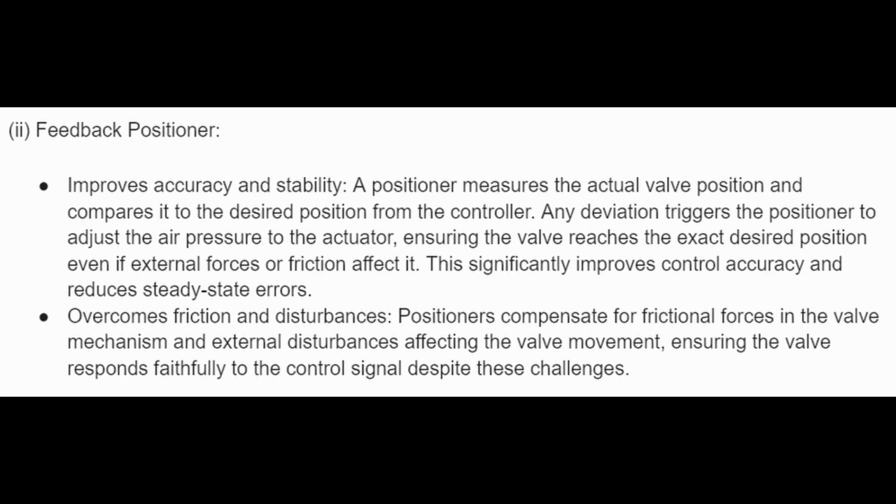2. Feedback positioner. Feedback positioner improves accuracy and stability. A positioner measures the actual valve position and compares it to the desired position from the controller. Any deviation triggers the positioner to adjust the air pressure to the actuator, ensuring the valve reaches the exact desired position, even if external forces or friction affect it. This significantly improves control accuracy and reduces steady state errors.